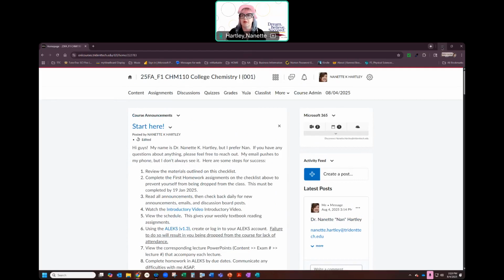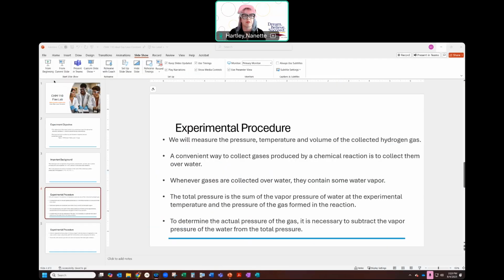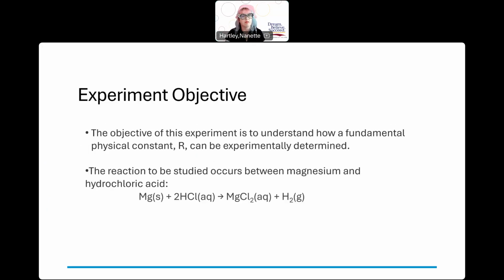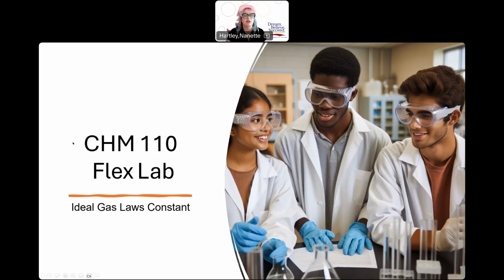I'm going to minimize this so that we can talk about some other things. I need to go back. Okay, so here is our information about this particular experiment. I'm sorry, I'm a little clumsy today. So this is the information about this ideal gas laws constant.